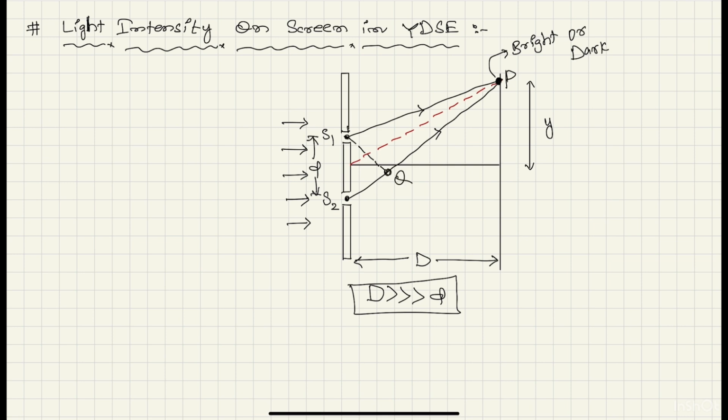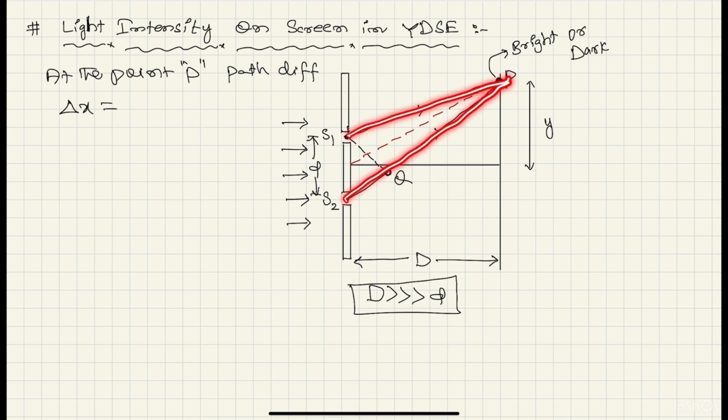Okay, so now at the point P, so at the point P, the path difference is what? Path difference. So path difference is just generally denoted by delta x. So delta x is equals to, first one S2P, next one S1P.